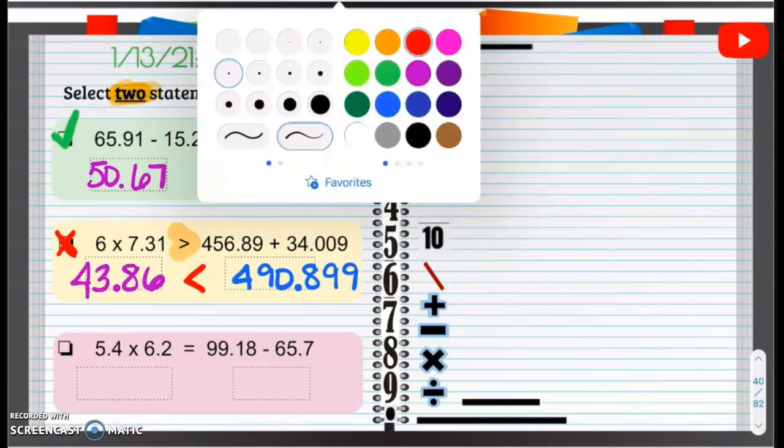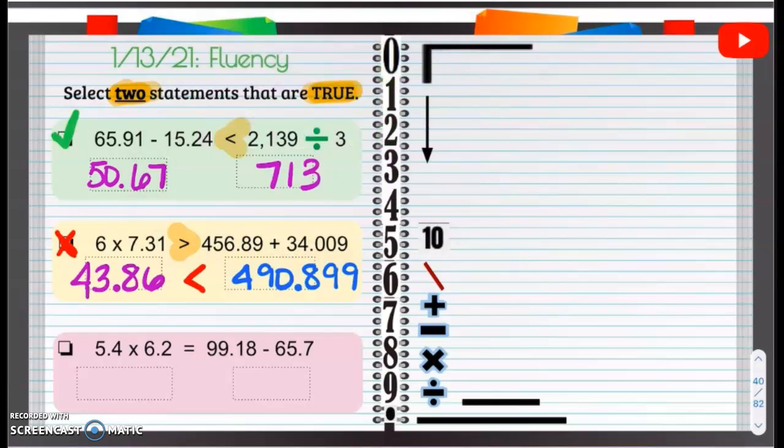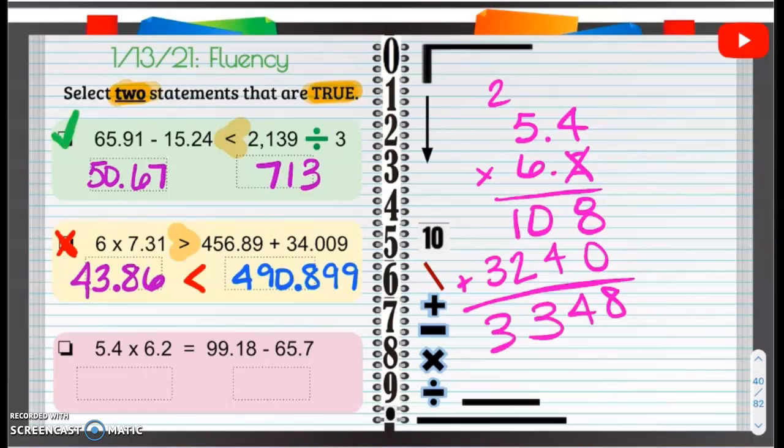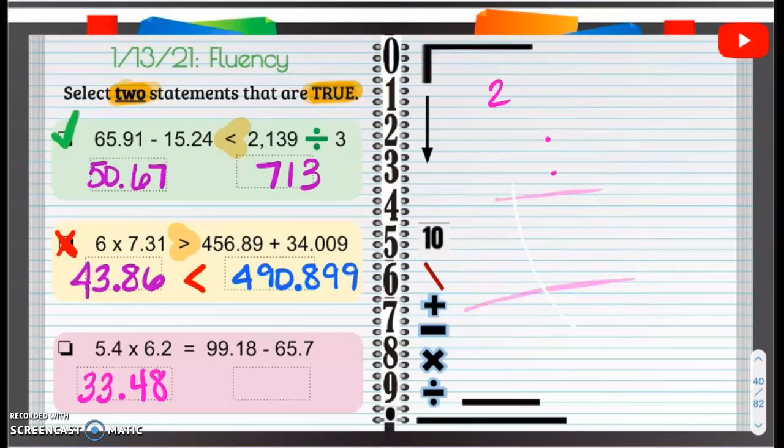All right, so 5 and 4 tenths times 6 and 2 tenths. 5.4, 6.2. 4 times 2 is 8. 2 times 5 is 10. Done with that 2. Put a placeholder 0. 6 times 4 is 24. 6 times 5 is 30, plus 2 is 32. Add 8, 4, 3, 3. Decimal in 1, in 2, in 1, in 2. 33 and 48 hundredths.